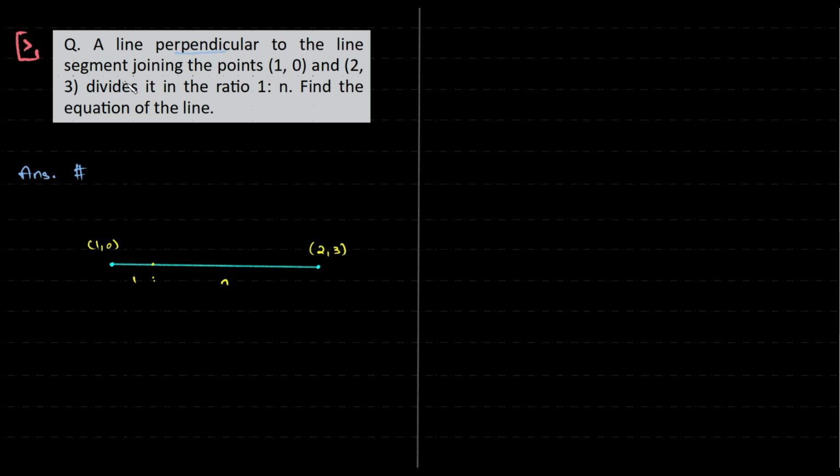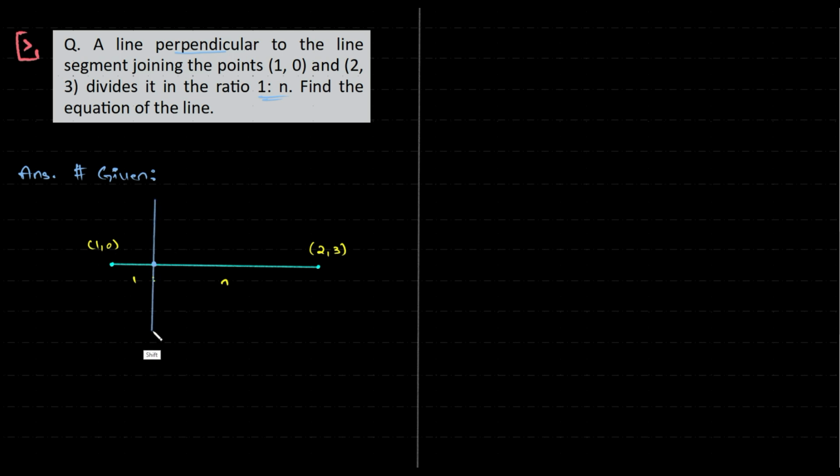A line perpendicular to the line segment joining these two points divides it in the ratio of 1:n. So it's not a number, it's a variable. Find the equation of the line. So we have been given the following. We have a line, and this is a point on the line which divides it in the ratio of 1:10. So these are your points and so on and so forth, right?